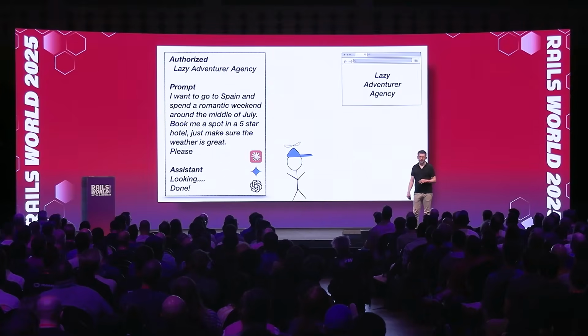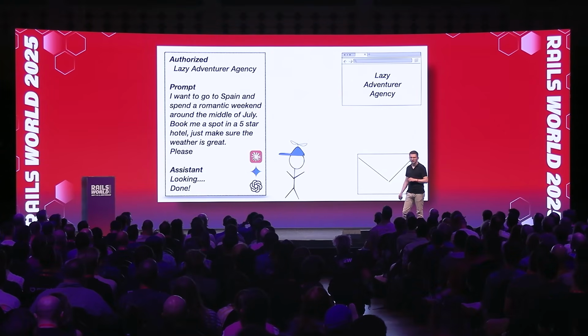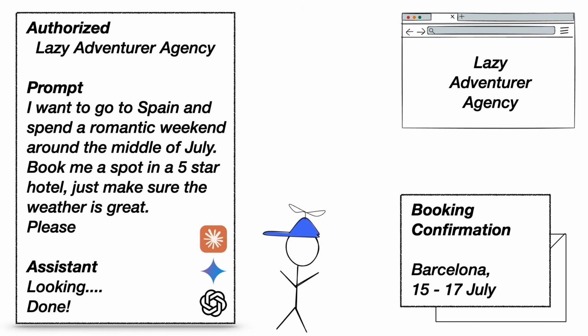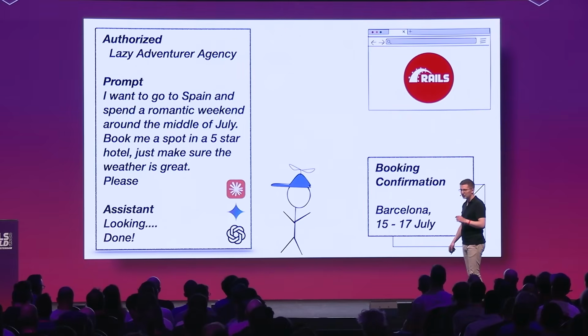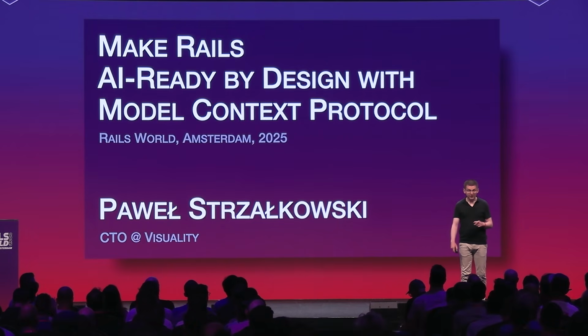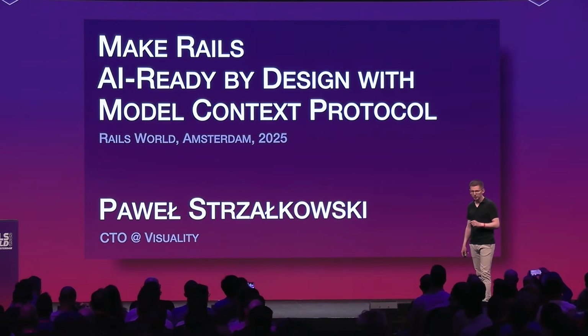You wait a second for the assistant to do its magic, and it's done. You hear a sound of an email message incoming. It's a booking confirmation for your next trip to Barcelona. Well, wouldn't that be amazing? Wouldn't it be even better if the website could run on Ruby on Rails? To make this dream come true, today I'm going to tell you how to make Rails AI ready by design with Model Context Protocol.